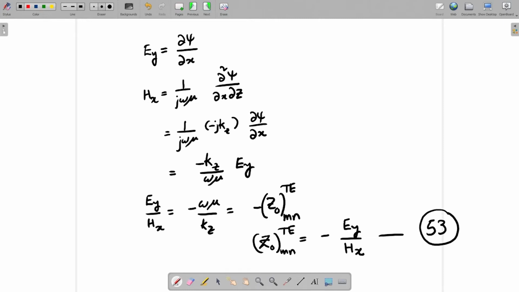So, we note again the change in sign due to taking the ratio between E y and H x. This phenomenon is similar to the TM to z mode.